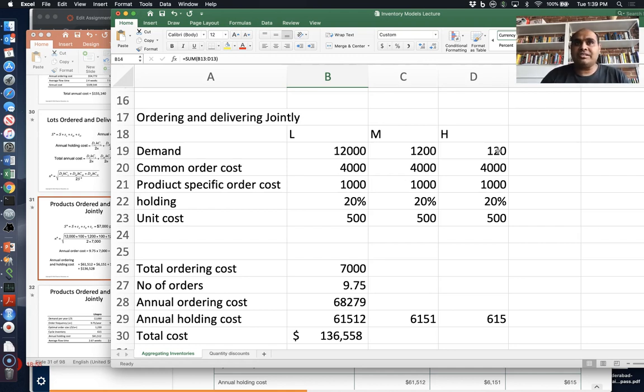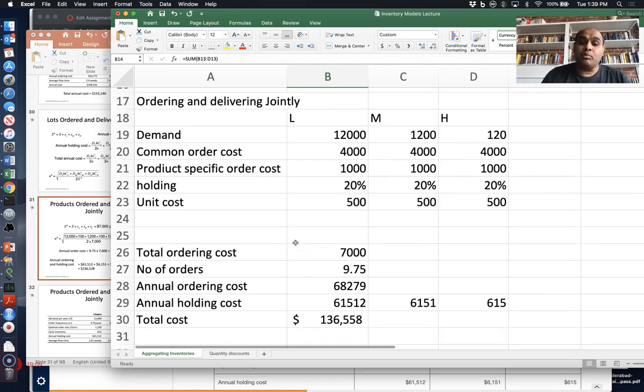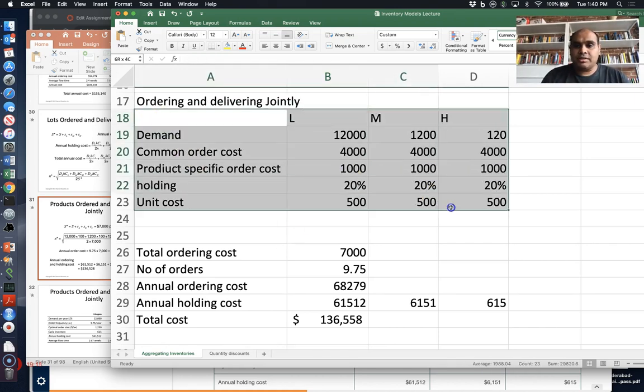So maybe it might make sense for us to order, let's say, the light pro computers very often, medium pro computers a medium amount of time, and the high pro computers not so often. And maybe that will give us some more reduction in cost. Maybe that's the case. Let's see if in fact that's the case. So let's look at the third type of model.